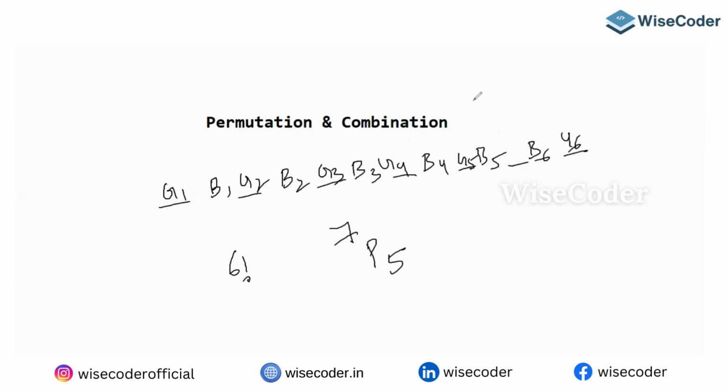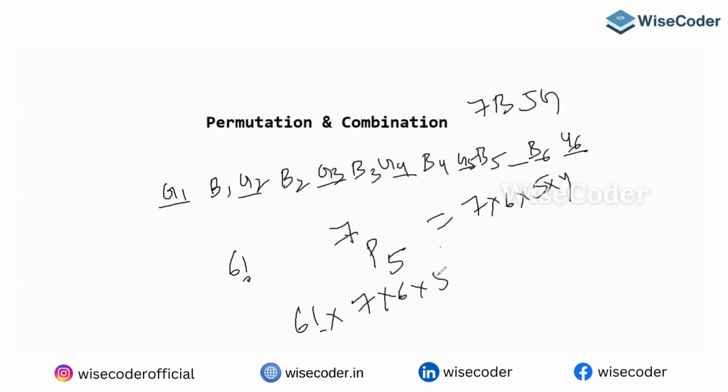Let's say there are 7 boys and 5 girls. So 7P5, which means 7 into 6 into 5 into 4. So girls, I can arrange them in 7 into 6 into 5 into 4 ways. Please be conscious while solving these questions. Arranging people is somewhat different kind of stuff, but that is very easy.